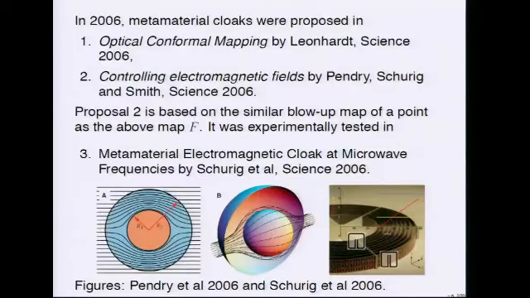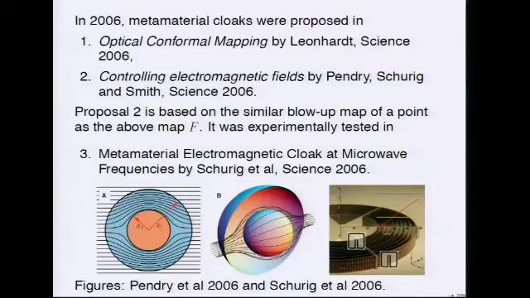So we were very positively surprised when in 2006 it turned out that physicists were suggesting building this type of device. Namely, there were two seminal papers in the same issue of Science, by Leonhardt, and by Pendry, Schurig and Smith, where it was proposed that one could consider new materials called metamaterials to implement invisibility cloaks.